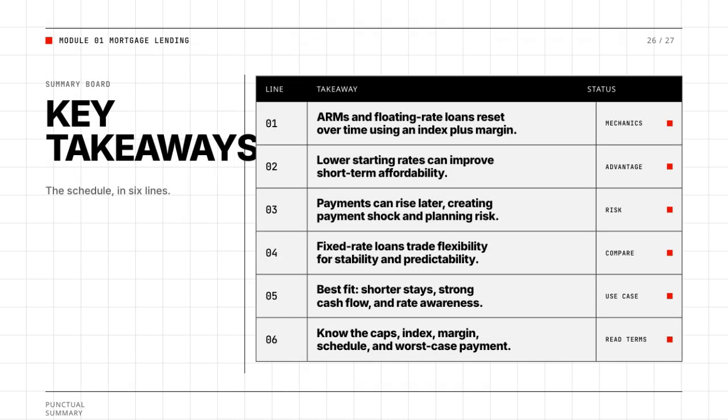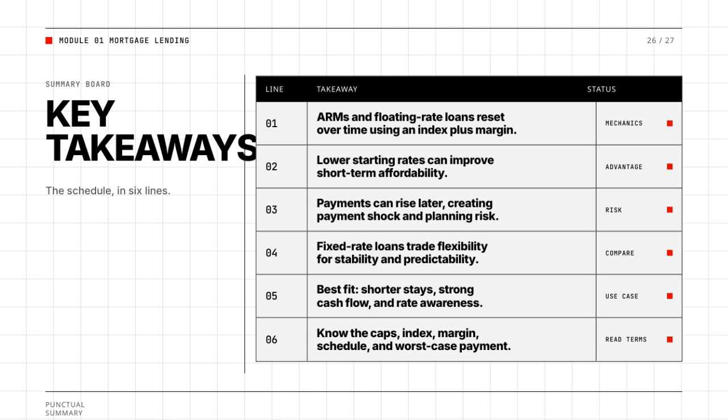Let's review the key takeaways from this module on mortgage lending. First, adjustable rate mortgages, or ARMs, and floating rate loans reset over time based on an index plus a margin. This is important because it directly affects your payment amounts. Next, these loans often start with lower rates, which can make your payments more affordable in the short term. However, this advantage comes with a risk. Payments can increase later, sometimes significantly, which can lead to payment shock and complicate your financial planning.